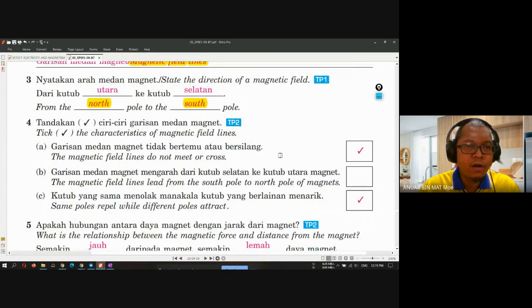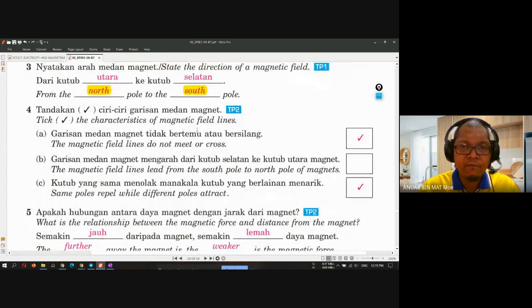Next, number 4, the characteristics of magnetic field lines. Number 1, do not meet or cross. The second one, same poles repel, different poles attract. B is wrong, because the magnetic field lines start from where, south or north first? They start from north, not from the south. So 4B is wrong.